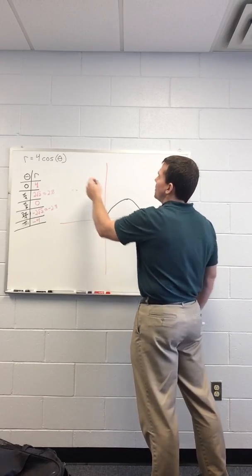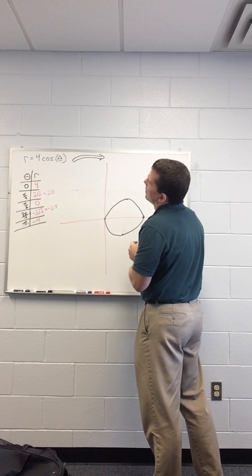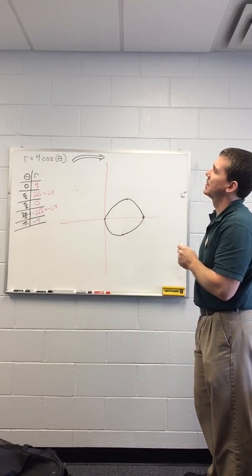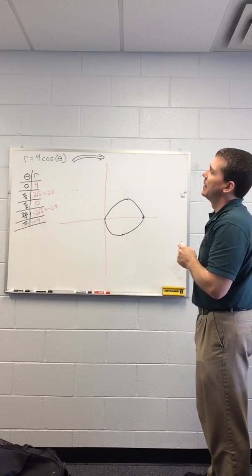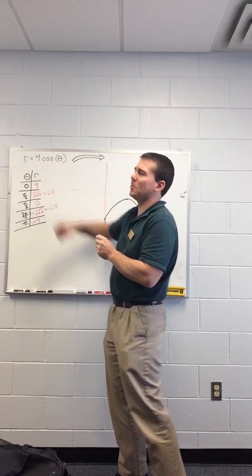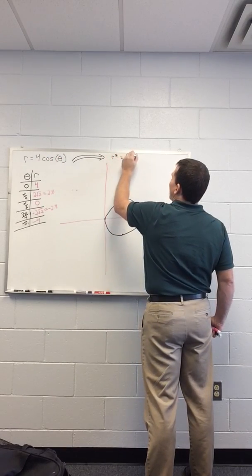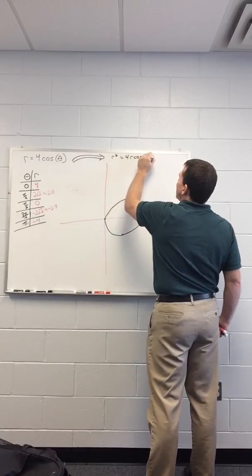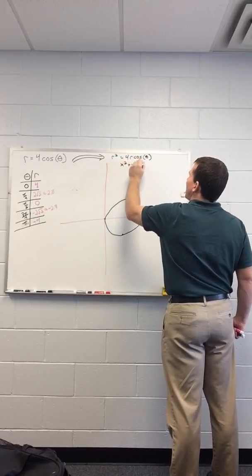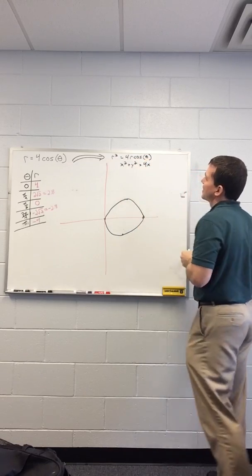But if you think about it, if I wanted to convert that to rectangular coordinates, let's see. I don't have a conversion for cosine theta. I need an r here, so multiply both sides by r. And you get r squared equals 4r cosine theta. r squared is x squared plus y squared, and r cosine theta is x, so 4x.